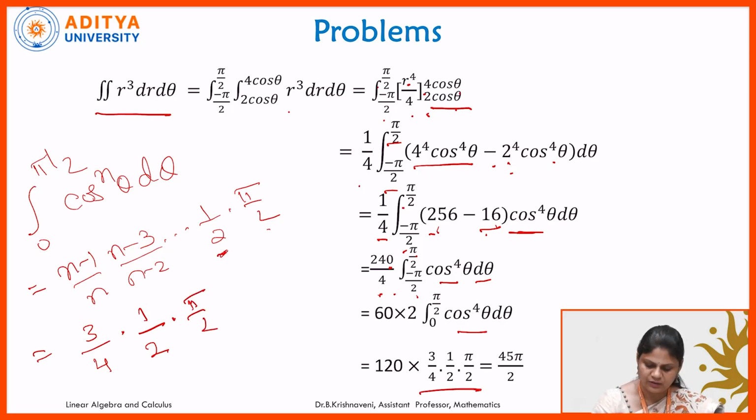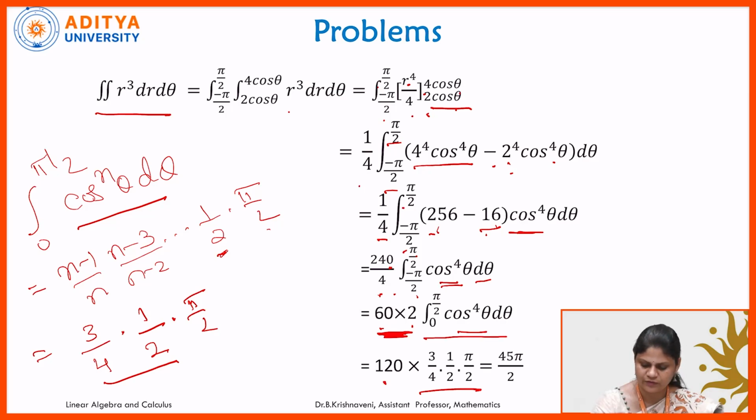That is 240 by 4 is 60 into 2, because here again cos power 4 theta is an even function. So therefore we can write integration minus pi by 2 to pi by 2 as 2 into integral 0 to pi by 2 cos power 4 theta d theta. Now apply the formula. You got 60 into 2, that is equal to 120.